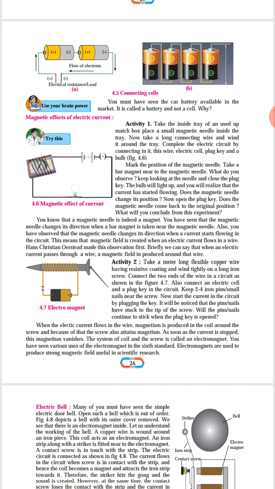Now, see figure 4.7. It is a figure of an electromagnet. When the electric current flows in the wire, magnetism is produced in the coil around the screw, and because of that the screw also attains magnetism. As soon as the current is stopped, this magnetism vanishes. The system of the coil and the screw is called an electromagnet. You have seen various uses of the electromagnet in the 6th standard. Electromagnets are used to produce a strong magnetic field useful in scientific research.